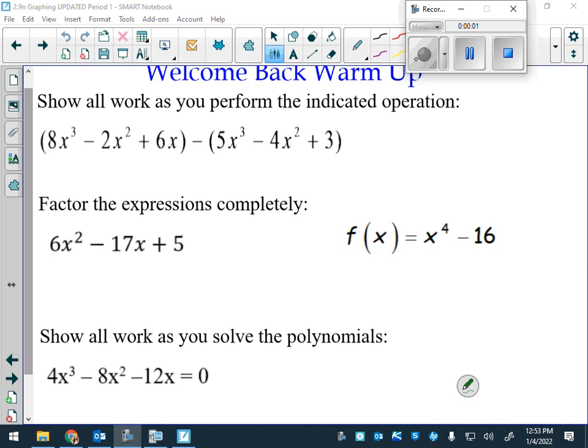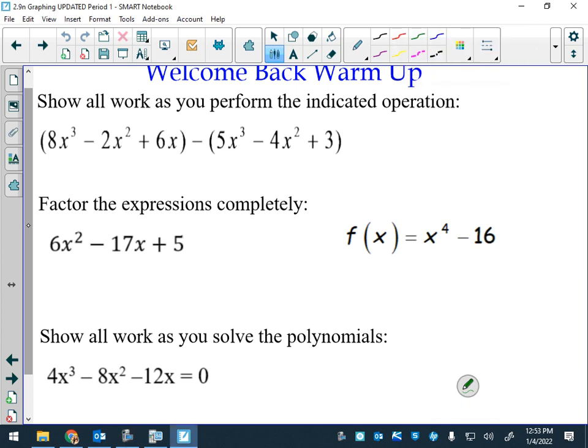Our warm-up. For the first one, we're performing the indicated operation, which is subtraction. What do we end up getting? Final answer. Rosanna? Good. Excellent. We're subtracting, so you have to distribute the negative sign all the way through.